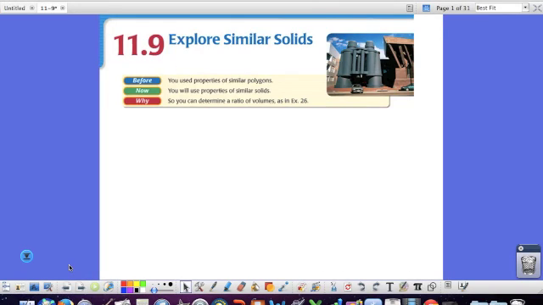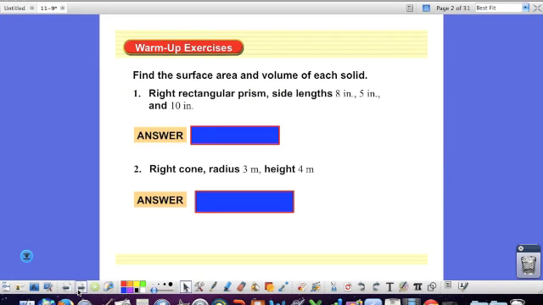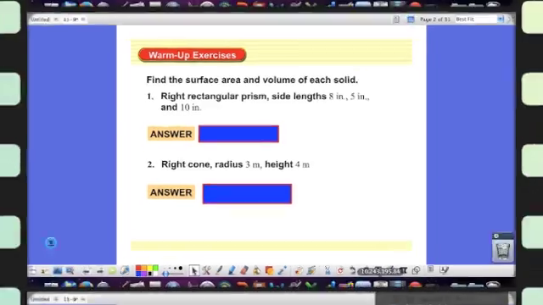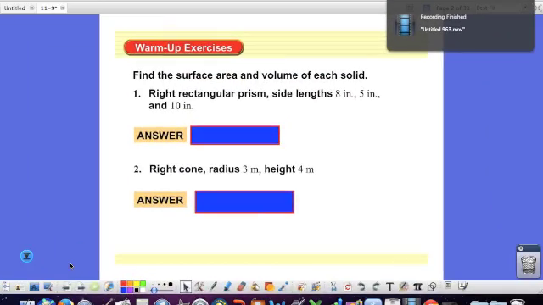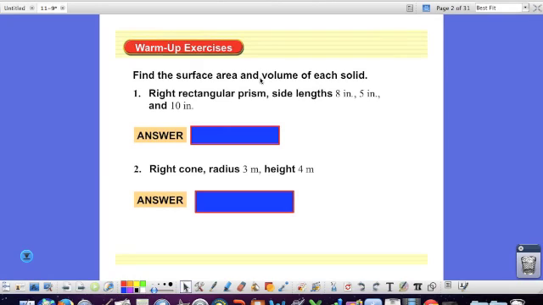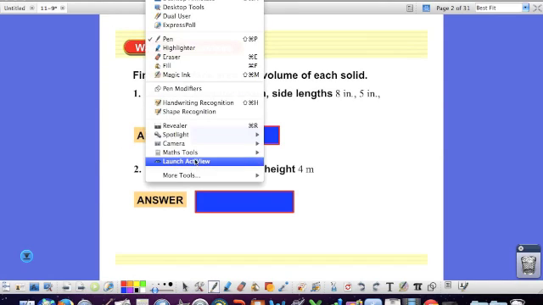So today, lesson 11.9, exploring similar solids. We're going to use properties of similar solids. So first, for our warm-up exercises, find the surface area and volume of each solid. We have a right rectangular prism with side lengths of 8, 5, and 10. We need our calculator.